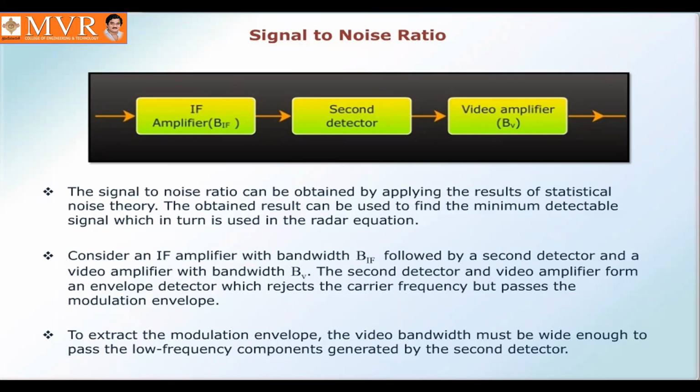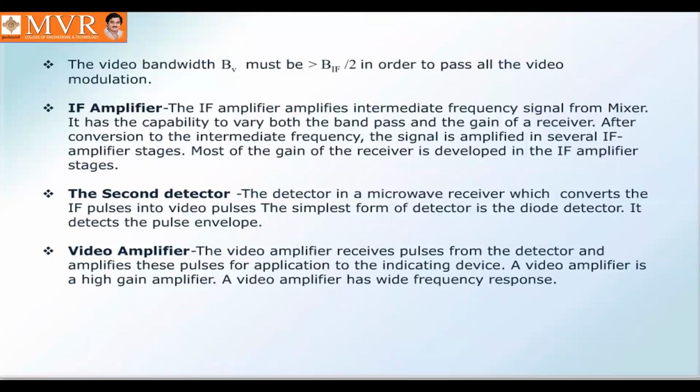radar equation. So now we are considering an IF amplifier which has the bandwidth of B_IF, and in addition to that, we have followed with the second detector and video amplifier. Now we are considering the bandwidth of the video amplifier, and that should be wide enough in order to get the maximum output. That is the required condition for the video amplifier: the bandwidth required for the video amplifier must be greater than half of the bandwidth of the IF amplifier.